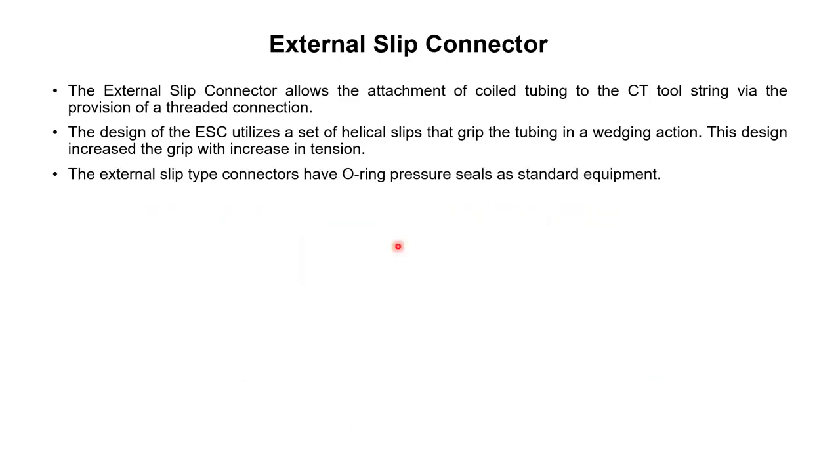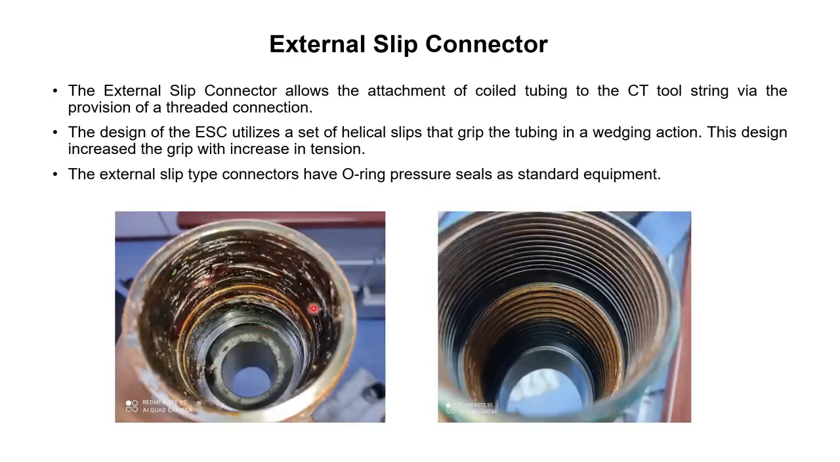The external slip type connector has O-ring pressure seals as standard equipment. So in addition to provision of threaded connection, the other requirement for any connector is that it must provide a pressure seal. So in the external slip connector, this pressure seal is provided with the help of O-rings. Here we can see that this is the bottom sub of the external slip connector, and here it has O-rings installed in it. This is the bottom sub which doesn't have O-ring, so this is with O-ring. These O-rings can be changed after the job.